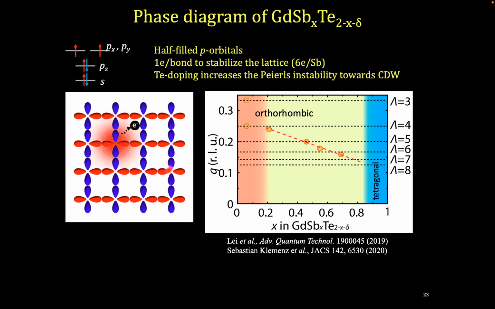And then this would actually show up in the phase diagram of this material. So if everything is a perfect 1-1-1 system, then it's tetragonal and no CDW in this blue region. But once you dope enough electrons, then you drive the system into an orthorhombic lattice distortion. And also in this region, you have an incommensurate to commensurate CDW phase.